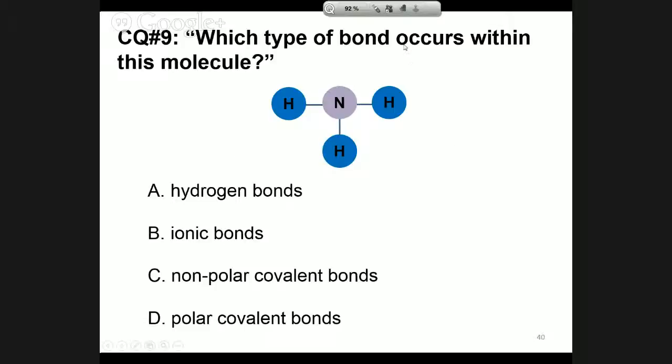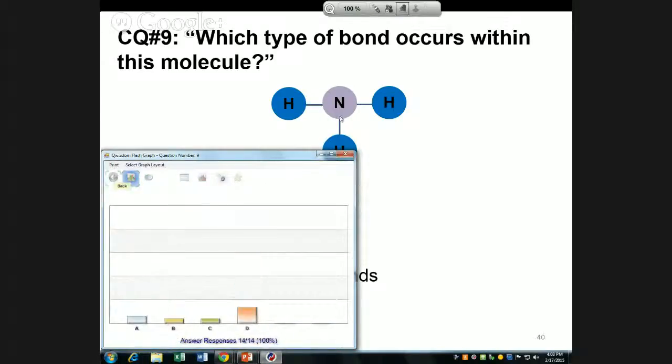One more person. Make sure you submitted your answer. Great. Okay. So a little bit of range. Which one's correct?